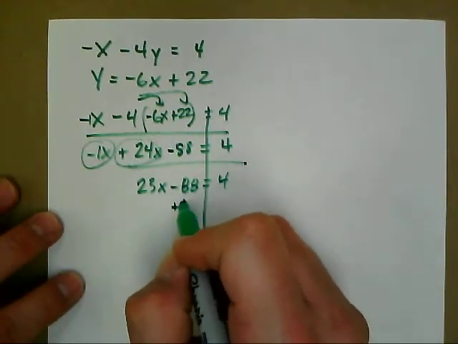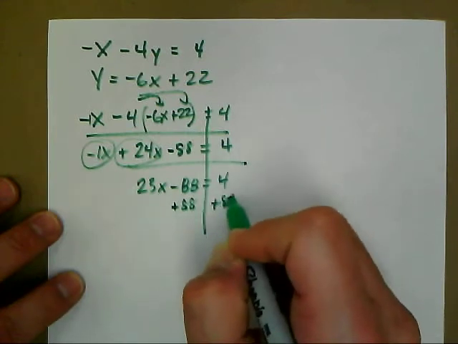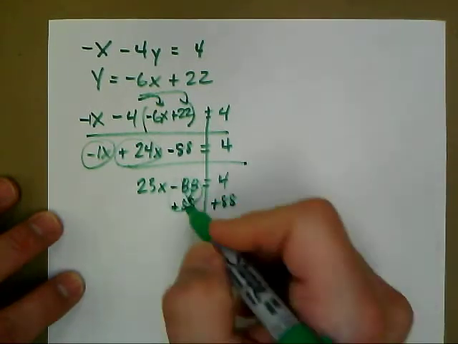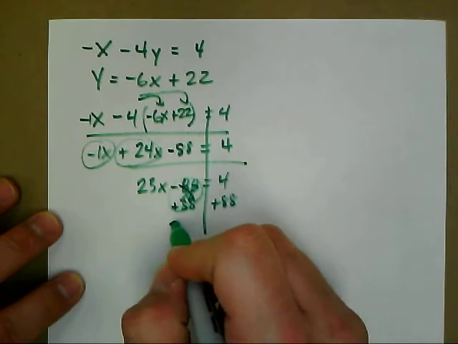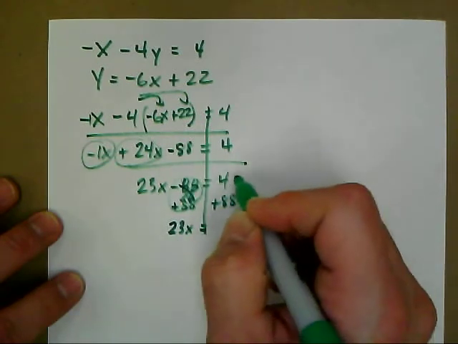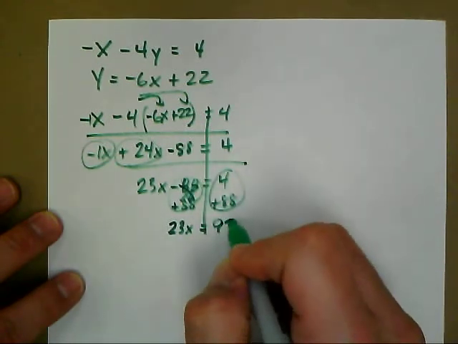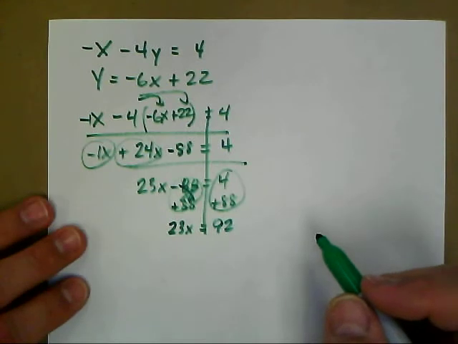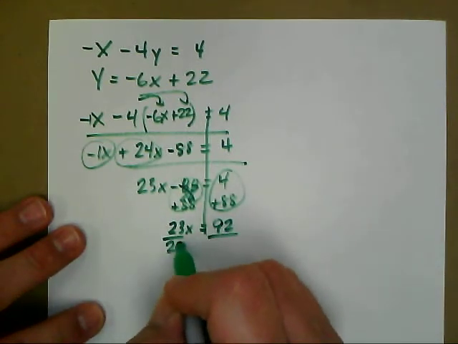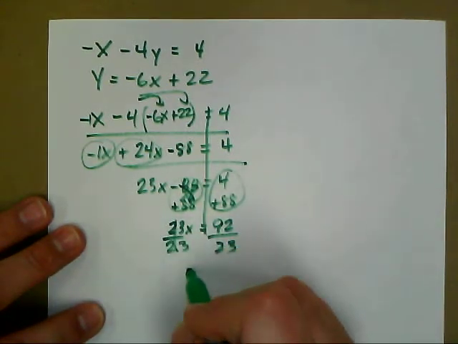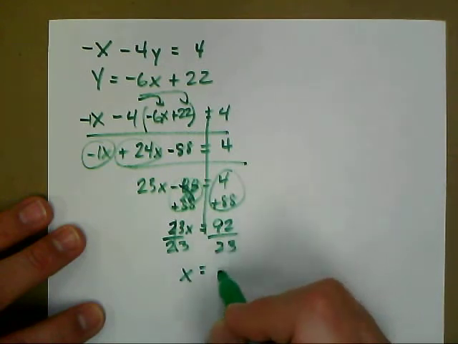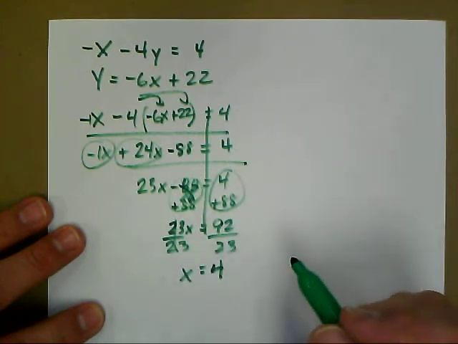We're going to go ahead and add 88 to both sides of the equation. Those two then are opposite operations, are gone. So we have 23x equals, when we add those two together, we're going to get 92. And then divide by 23. Those are gone, and we have x equals 4.